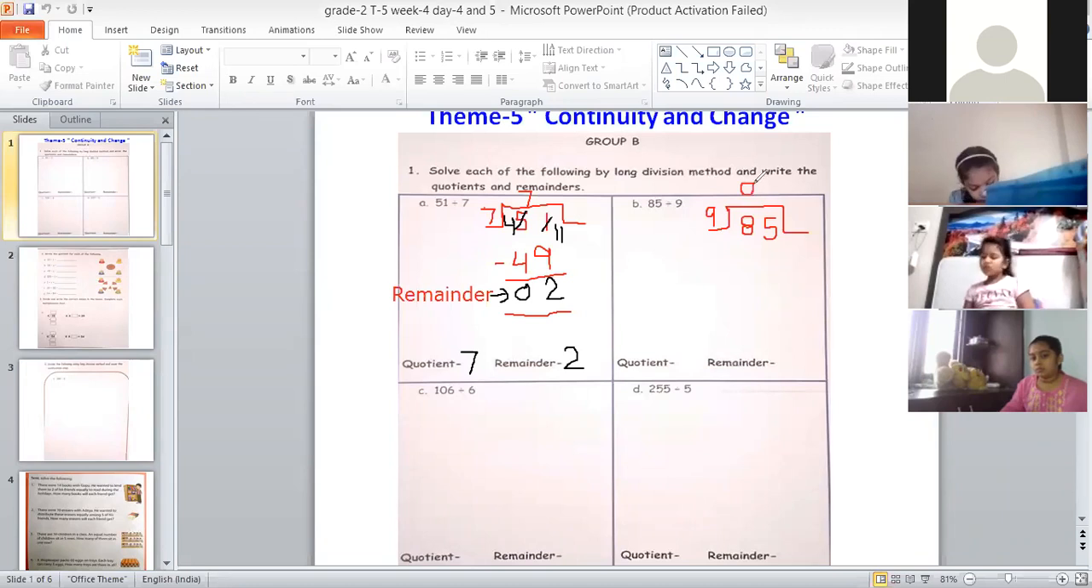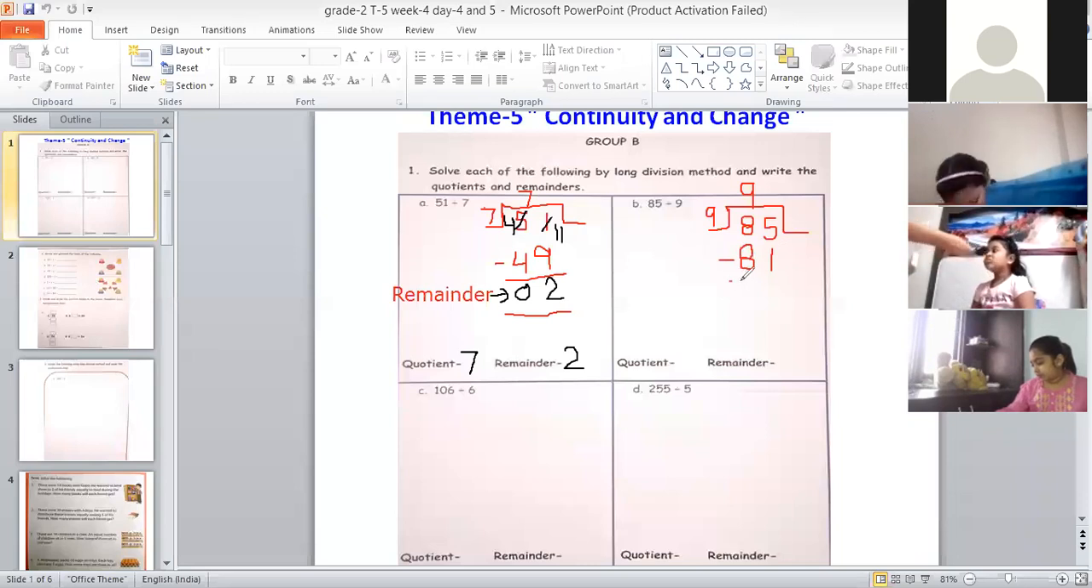So we will be writing this 9, children. I don't have space. That's why I wrote this 9 outside this blue line, but you have to write it inside this box only. Okay. 9 nines are 81. So 81 is the number which is smaller than 85 and nearest to 85. Okay. And then we will put the minus sign here.